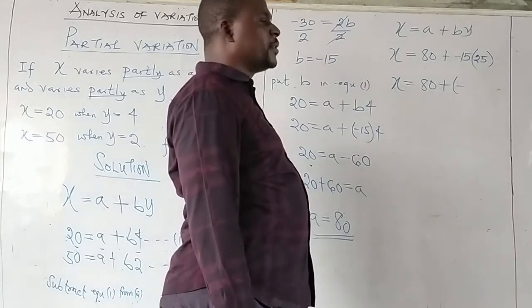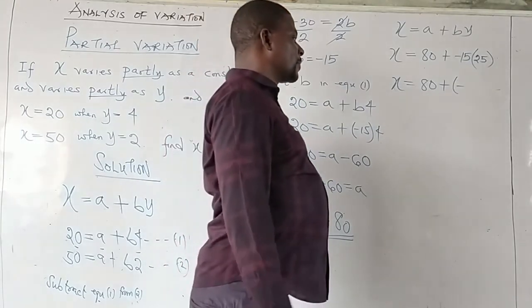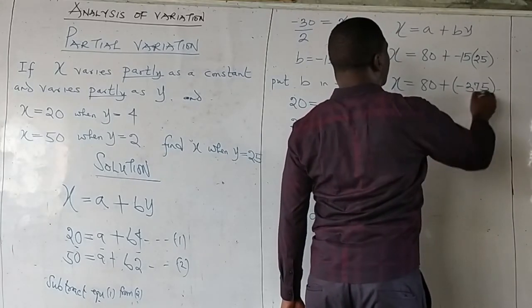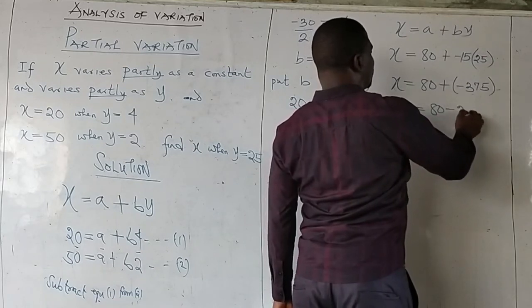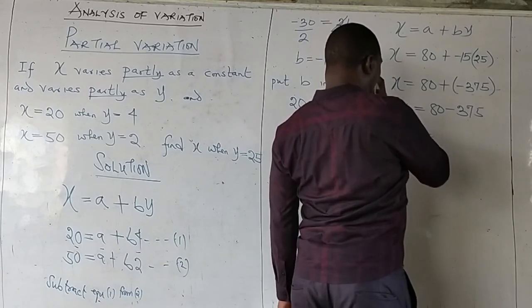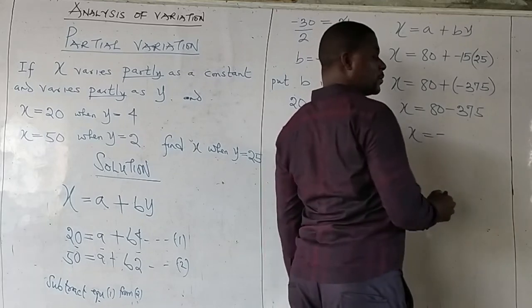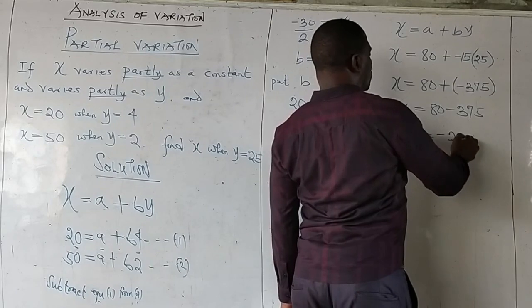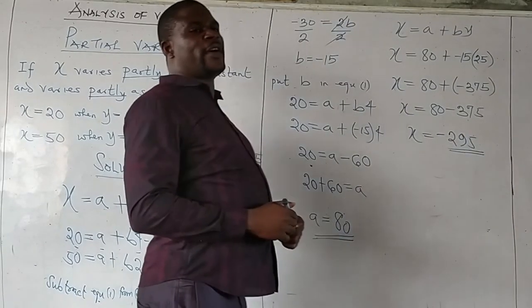Just say 15 times 25, 375. You know, plus times minus is minus. So 80 minus 375, what would that give us? Minus 295.